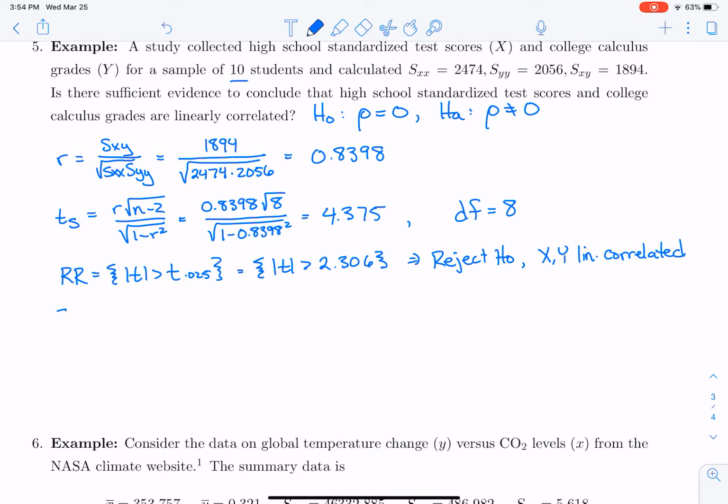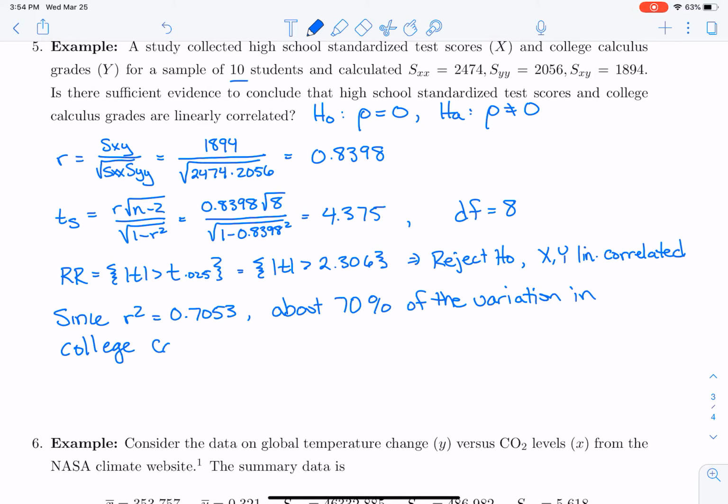But what does r tell us? What does R squared actually tell us? So since r squared in this case is 0.7053, what that's saying is about 70% of the variation in college calculus grades can be explained by the high school standardized test scores.